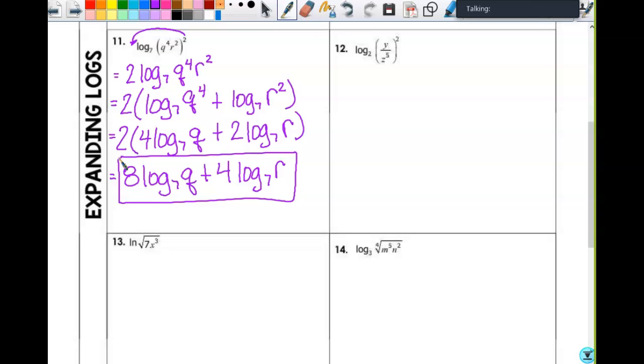So let's look at 12. So 12, this exponent affects the whole thing, so it gets to go ahead and come out front. So it's going to give me 2 times log base 2 of y over z to the 5th. So then when I split that, I need parentheses again. So this is going to be 2 parentheses log base 2 of y minus log base 2 of z to the 5th.